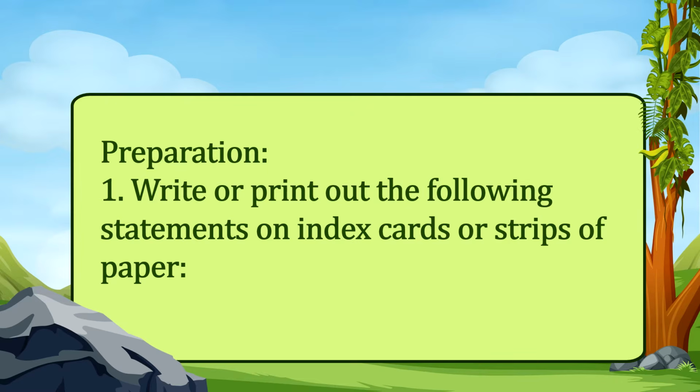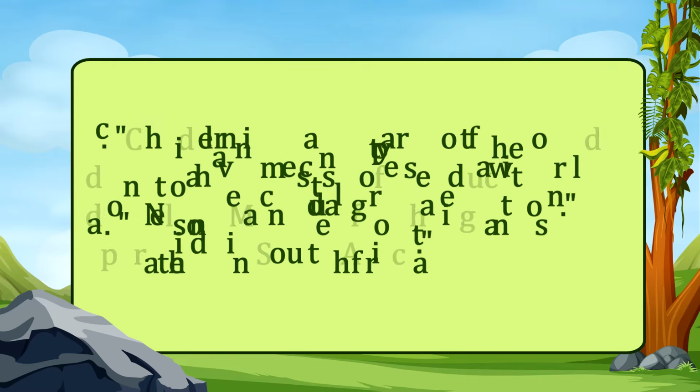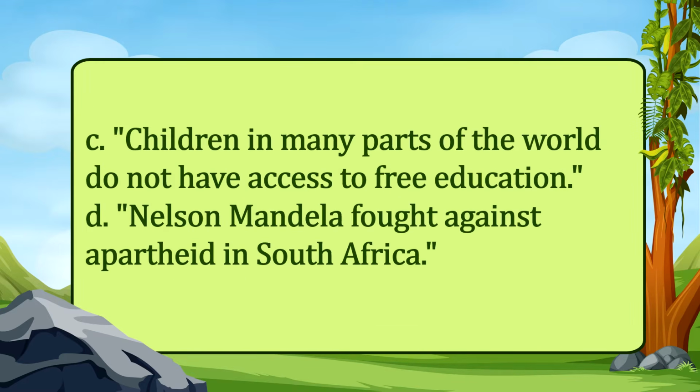Write or print out the following statements on an index card or strips of paper. Facts. A. The Universal Declaration of Human Rights was adopted by the United Nations in 1948. B. In some countries, women earn less money than men for the same job. C. Children in many parts of the world do not have access to free education. D. Nelson Mandela fought against apartheid in South Africa.